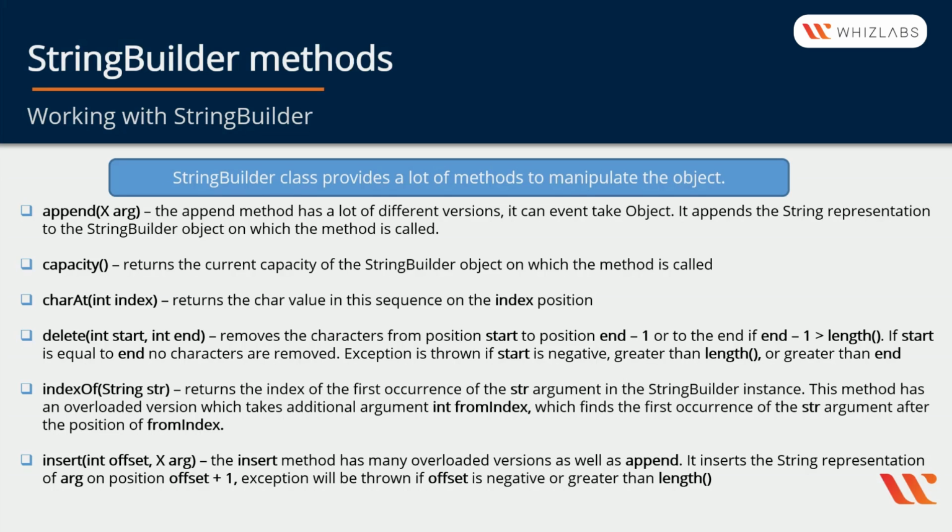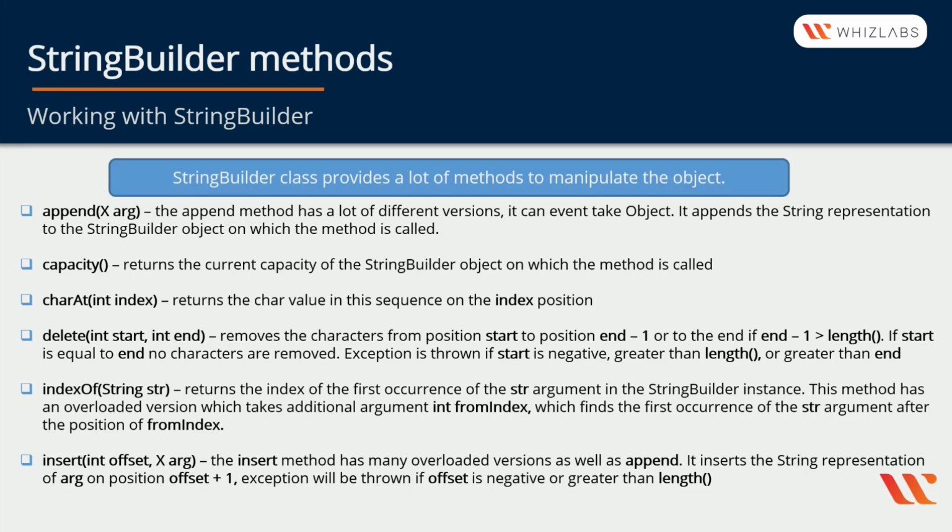Next, we have the delete method, which takes 2 int arguments, start and end. It removes the characters from position start to position end minus 1, or to the end if end minus 1 is bigger than length. If start is equal to end, no characters are removed. An exception is thrown if start is negative, greater than length, or greater than end.